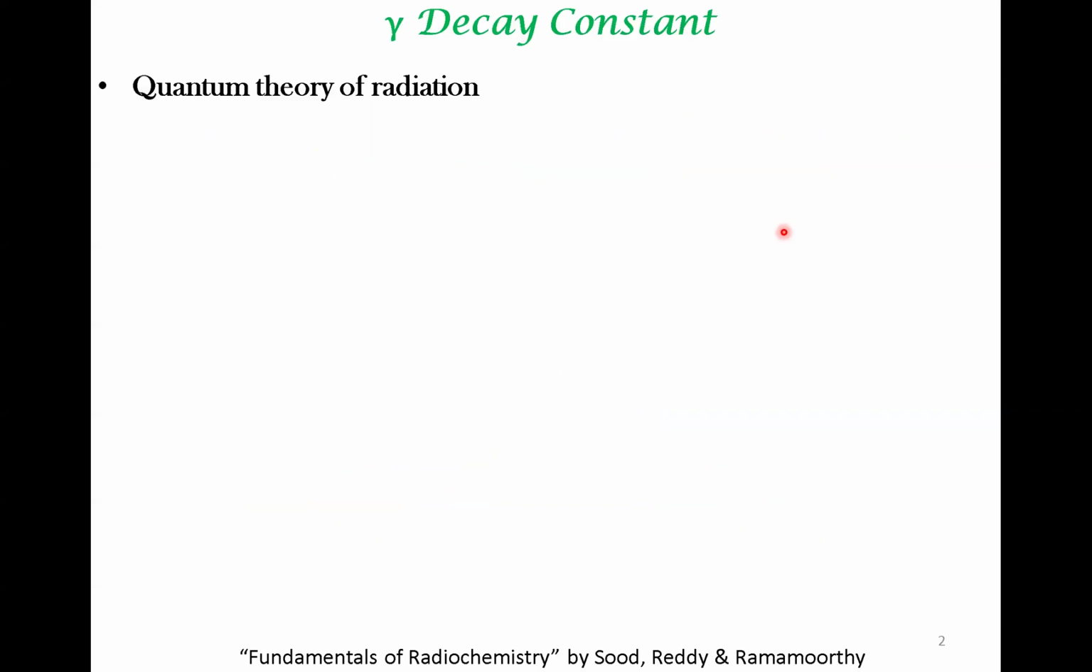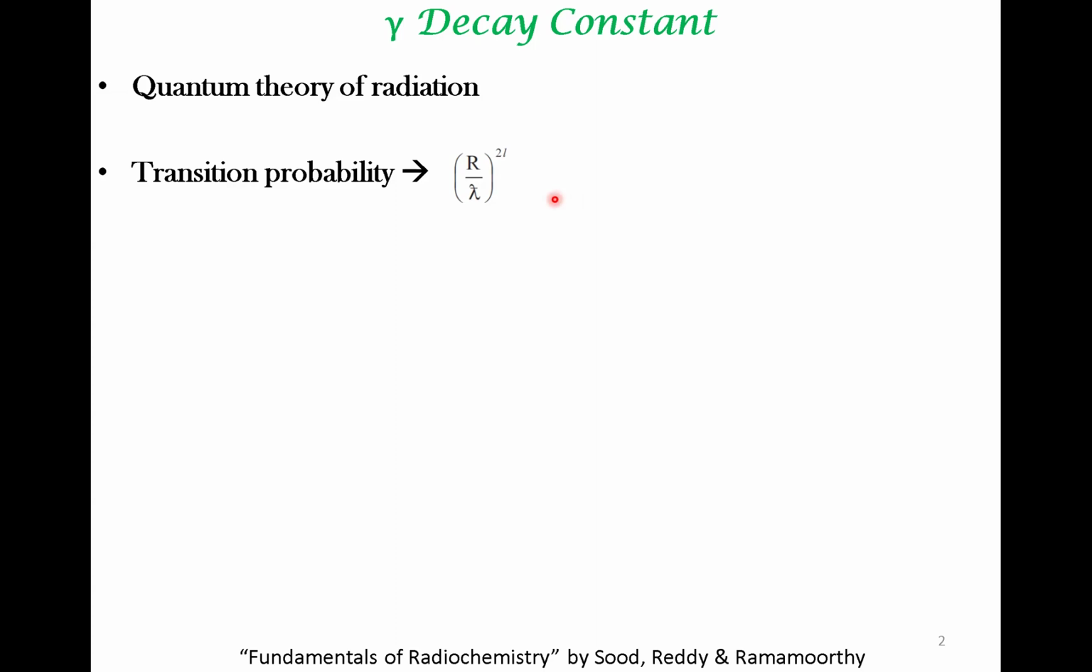A detailed presentation of gamma decay, or the rate at which gamma rays come out, is not possible because to do it from first principles, you need quantum theory of radiation, which is beyond the scope of this course. But we'll give some general ideas that are utilized here.